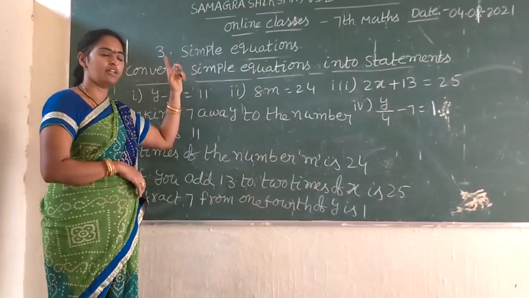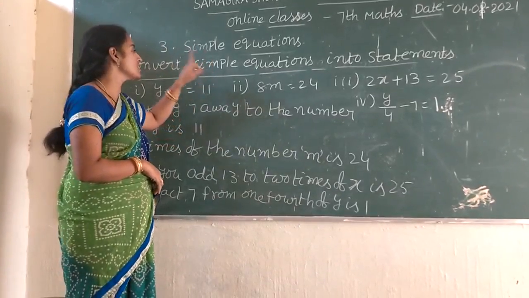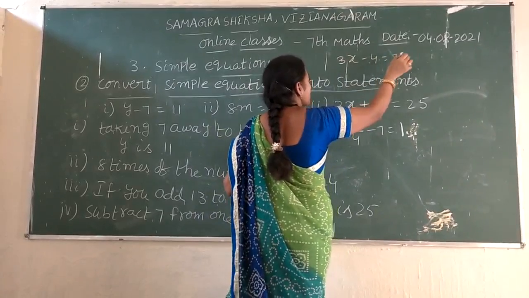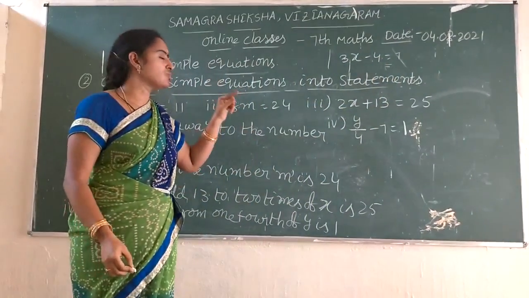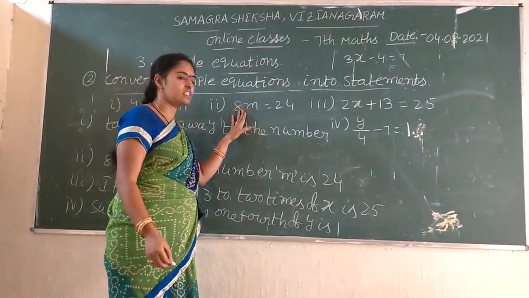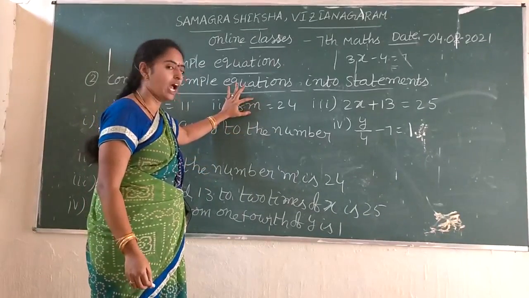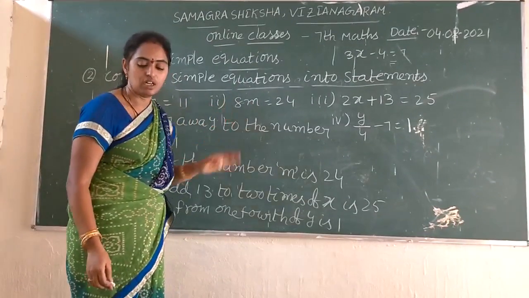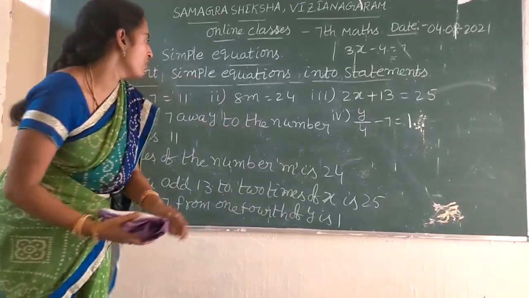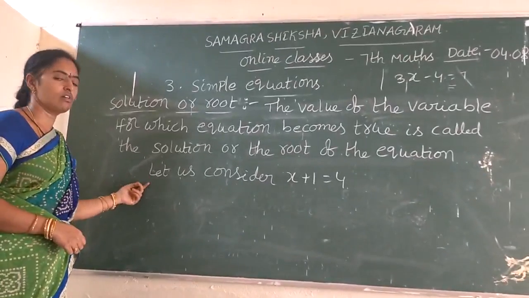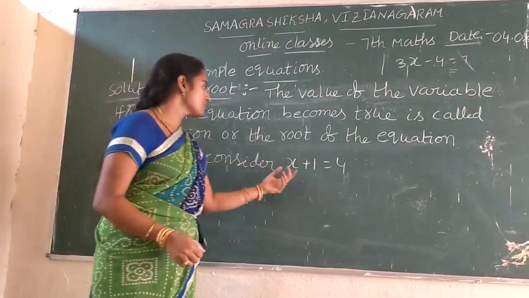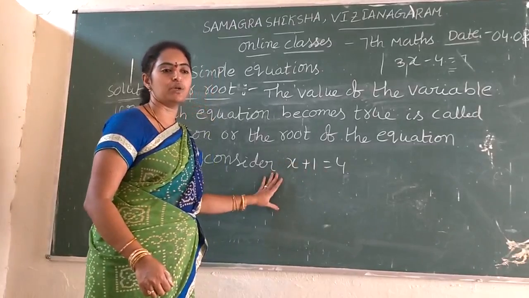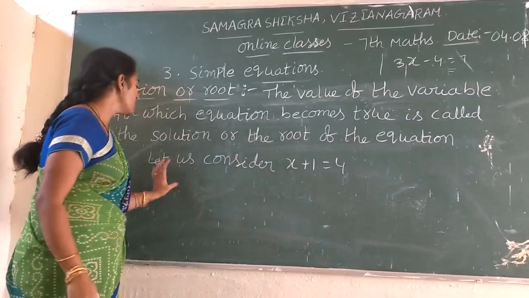So in our introduction, for finding the value, we get an equation like 3x minus 4 equal to 7. We get an equation that is useful for finding the value. Using these equations, we have to find the value of the variable. That is said to be the solution or root of the equation. So the value of the variable for which the equation becomes true is said to be the solution or root of the equation.